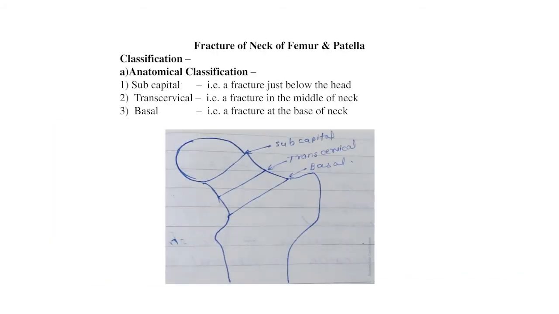Now the fracture of the femur and patella. Classifications. Anatomical classification of the fracture of the neck of femur has three types: subcapital, transcervical and basal. Subcapital, that is the fracture just below the head, is clearly seen by the line. Transcervical, that is the fracture of the middle of the neck, is shown in the image. And basal, that is the fracture of the base of the neck, is clearly shown by these three separate lines: subcapital, transcervical and basal.